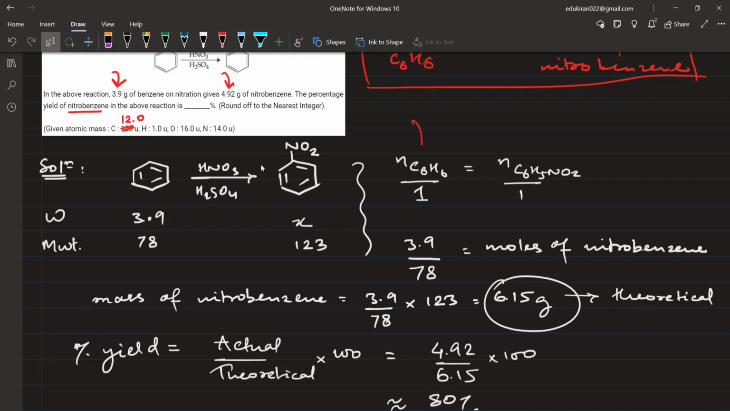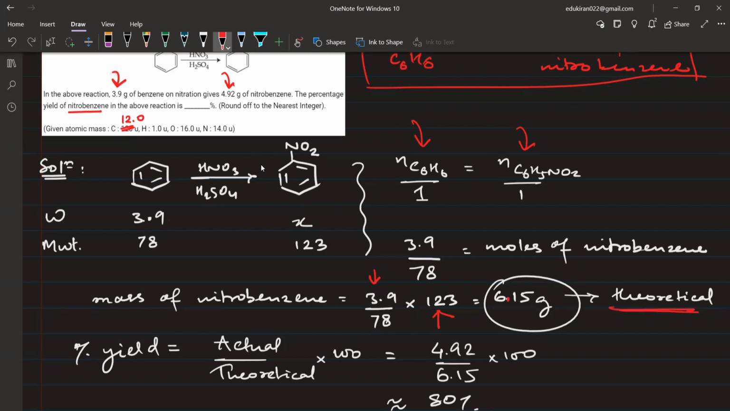So the number of moles of C6H6 upon 1 is equal to number of moles of nitrobenzene upon 1, because equation के हिसाब से this is 1:1 का ratio. Now number of moles of C6H6 कैसे निकलेगा? 3.9 upon 78, which will be equal to number of moles of nitrobenzene that has been formed theoretically. Mass of nitrobenzene that has been formed will be equal to the number of moles multiplied by, what is this? Tell me guys, ये क्या है? Molecular weight of nitrobenzene. Yeah, very good. Molecular weight of nitrobenzene, which is giving me 6.15 grams of nitrobenzene theoretical है आपका.